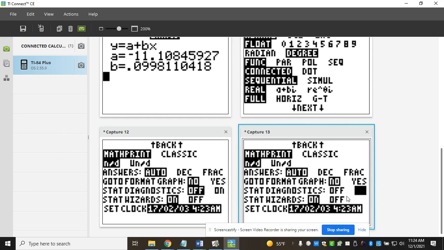If you're using one of my calculators, I can't guarantee you what people do with them. They're not supposed to reset them, but they probably do. I don't care if they do. So sometimes you might have to do this. So stat diagnostic is on. That's the only thing I change.